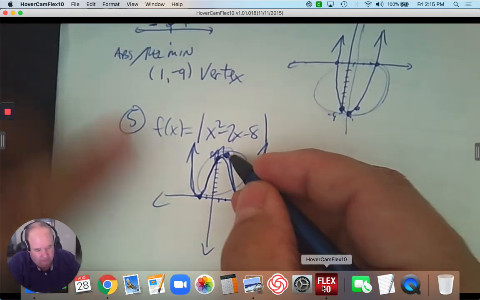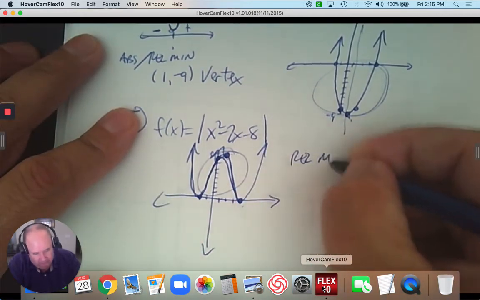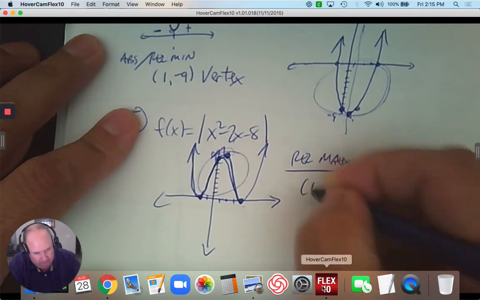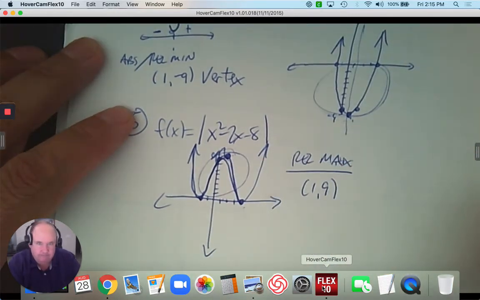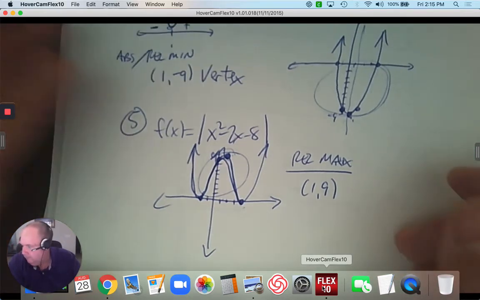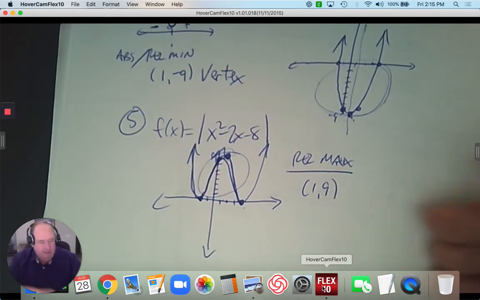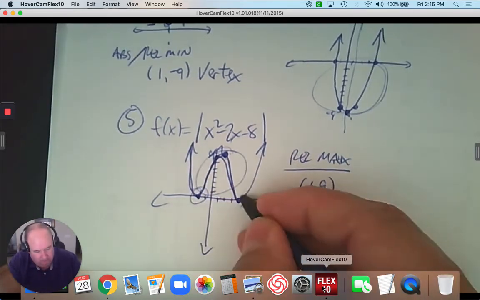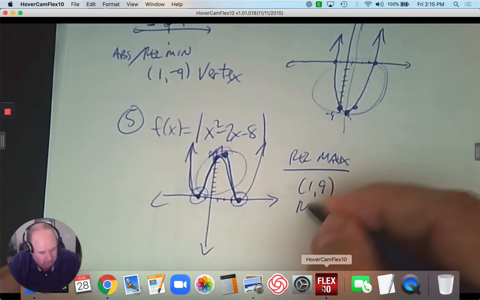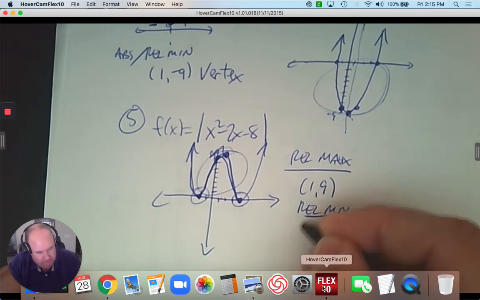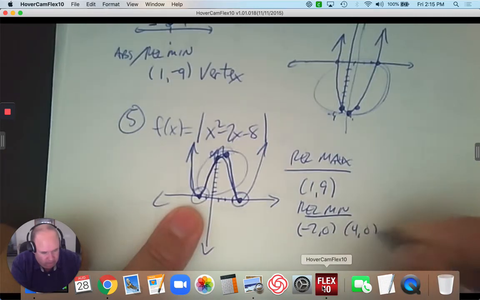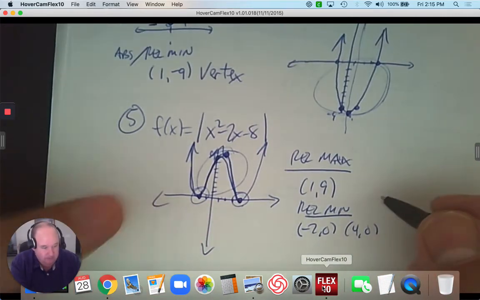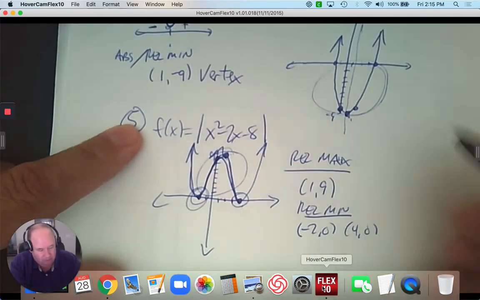For the extreme points, we now have a relative maximum. And that relative max is at 1 and positive 9. That's a turning point. And because of that, we also have turning points down here. Those are relative minimums. So that means now the intercepts are turning points. So at negative 2, 0, and 4, 0, we have relative minimums because of that reflection. So now we've created 3 turning points.